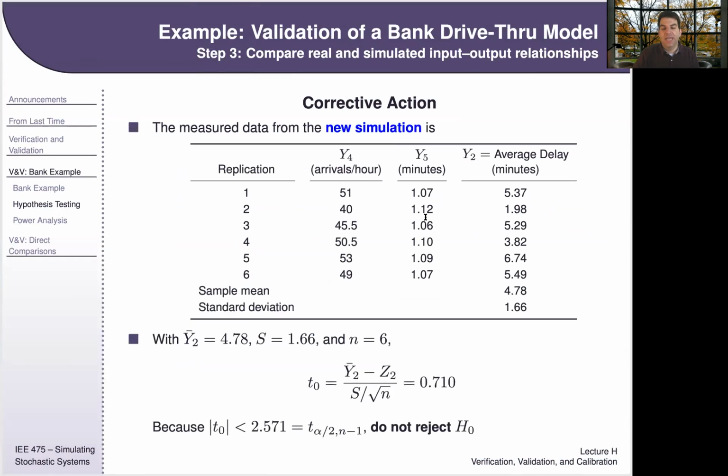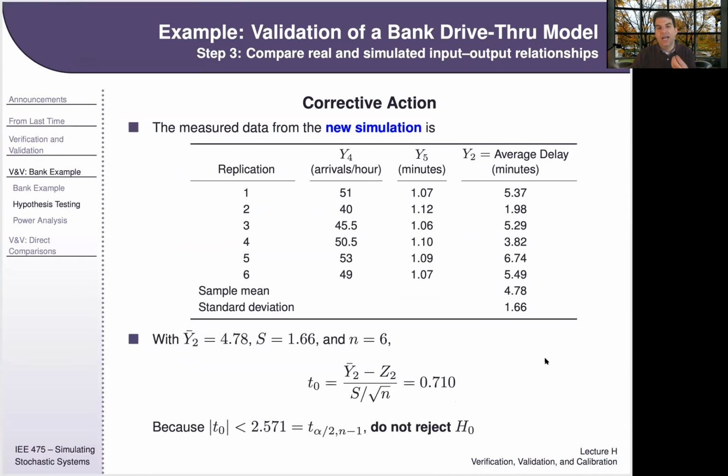I gather new data over here, and then now I've done my new t-test. And then I find out that now it's fine. This output delay here has a small t-statistic, which means that I cannot reject the hypothesis that these have a 4.3 minute average time.